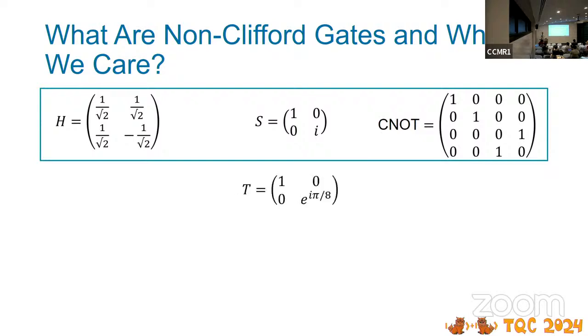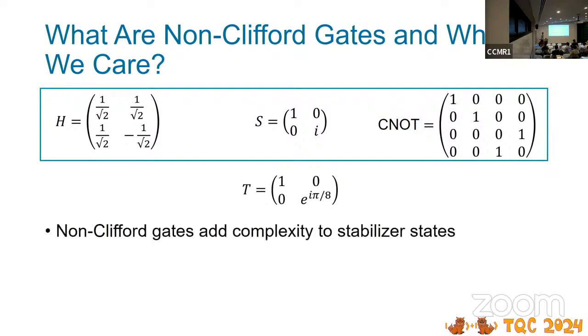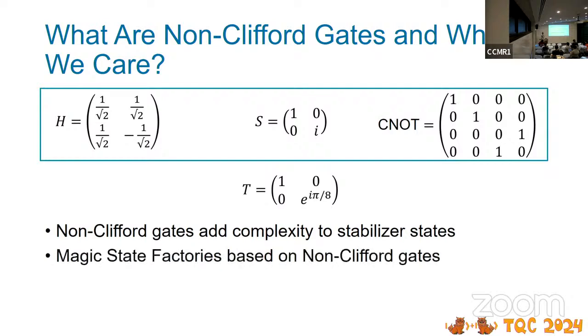The classical example is the T gate, which is the following. It's not actually that important to know the details of it, but just know that every time you apply a non-Clifford gate, it adds complexity to the stabilizer states. By adding just a single non-Clifford gate, you can create a universal gate set. So basically, every time you add non-Clifford gates, you add complexity and the amount of expressibility you have. This is also related to things like magic state factories and fault-tolerant computation.